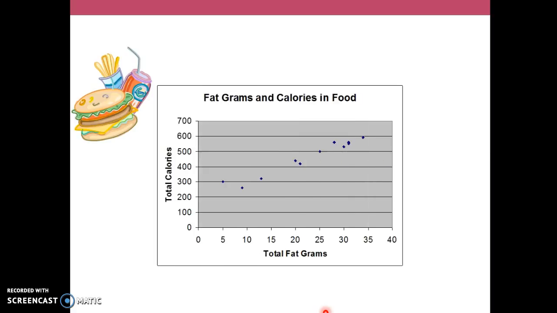Burgers, food. Let's see what this one's about. Fat grams and calories in food. Well, you've probably heard it before that fat makes more calories in the food. So let's take a look at this. These are the fat grams, and these are the calories, and look at that. We're getting a positive correlation here, aren't we? Let's draw that line. There we go.